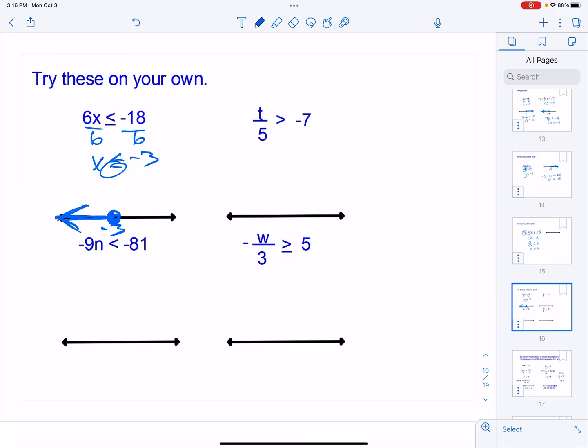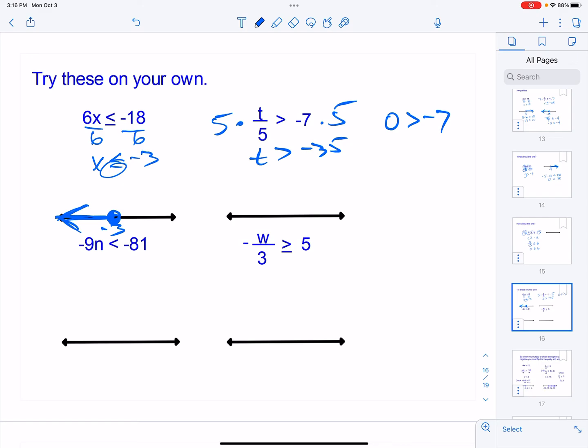Okay. The one right beside it, I got t divided by 5. Is that positive or negative? Positive, so nothing's going to happen. So I multiply by 5, I end up with t is greater than or equal to -35. So if I wanted to pick a value, I'd pick a value that's greater than -35, 0. t divided by 5, or 0 divided by 5, is 0. Is 0 greater than -7? Yes, it is.